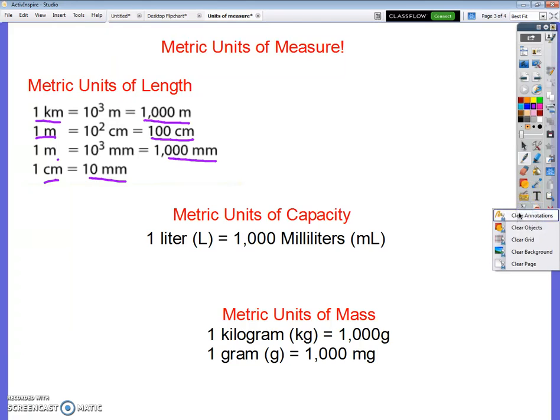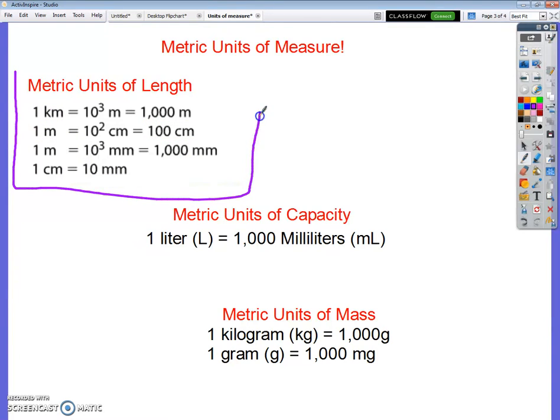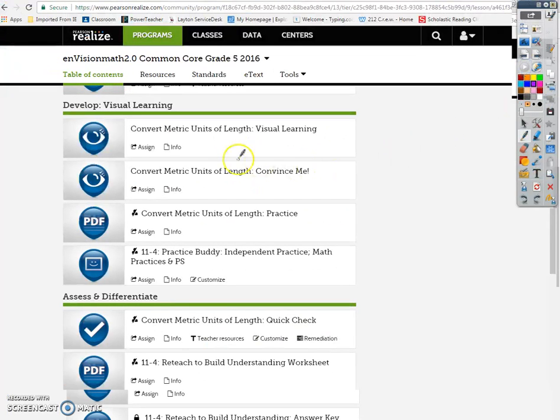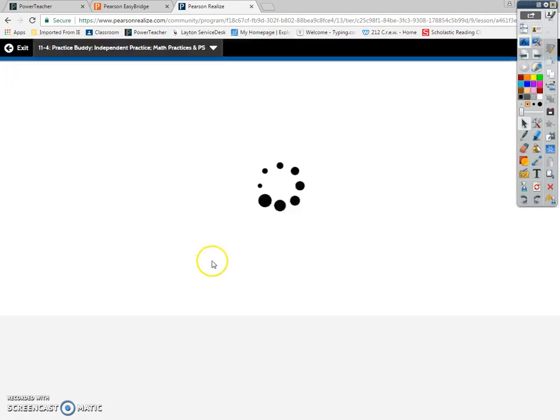What you want to do right now is probably pause the video, and make sure you have this information written down on your index card. That's going to be really, really important for your lesson for today. So let's go ahead and take a look at some information from Practice Buddy.